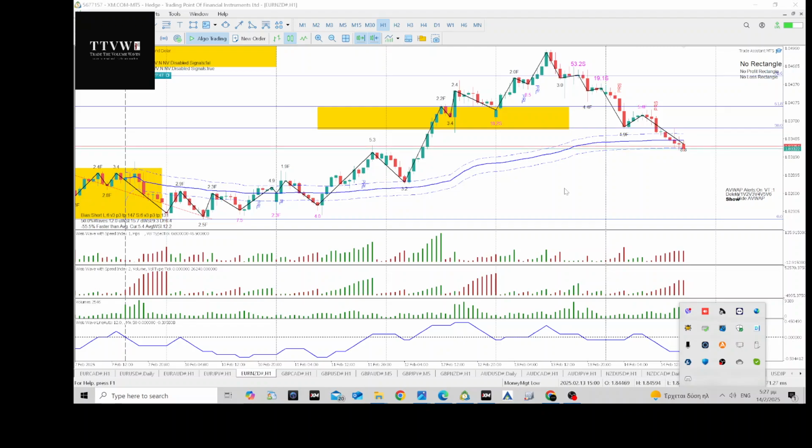Today I'm going to demonstrate to you the power of lesson 15. Now what is lesson 15? Lesson 15 is combining Weis Wave with speed index with anchored VWAP.